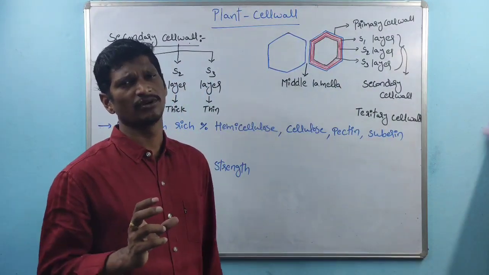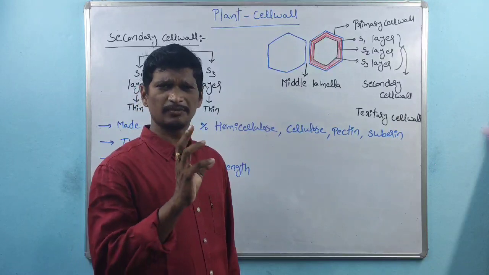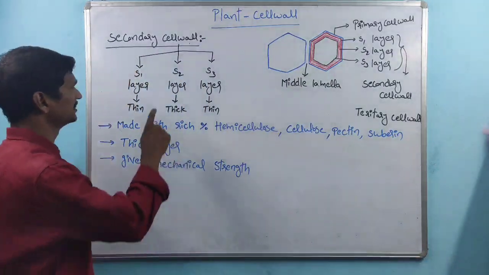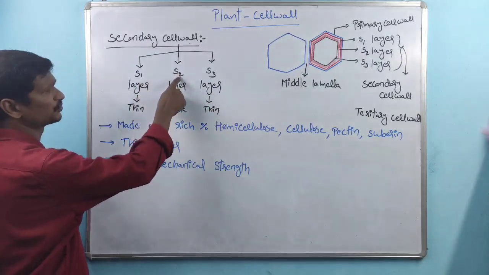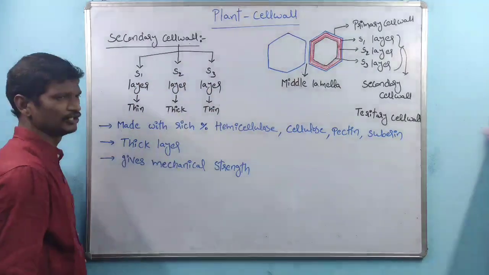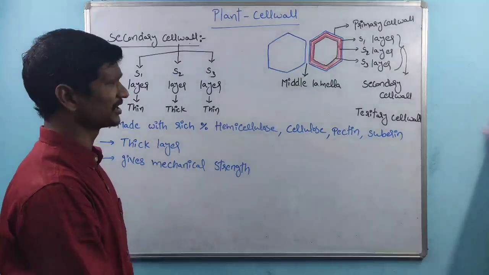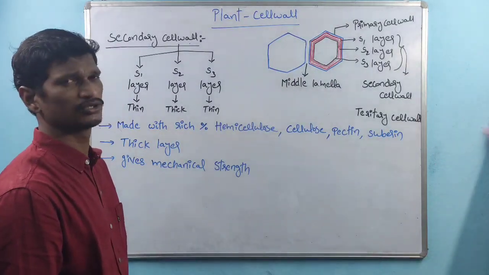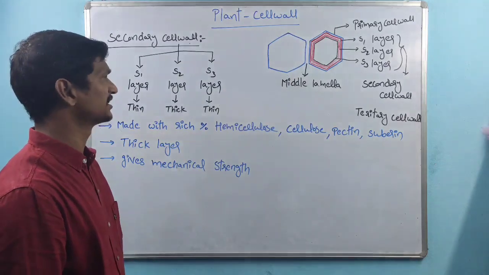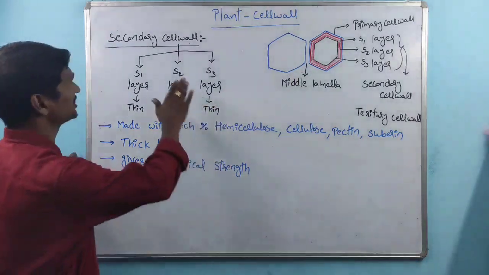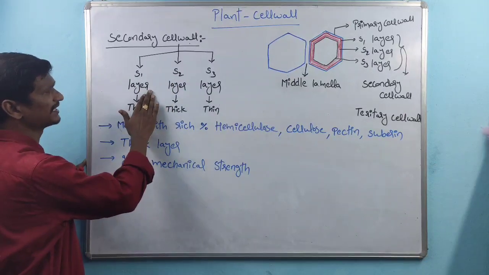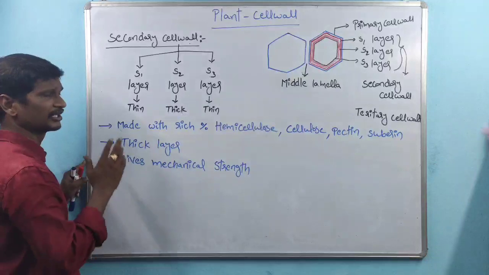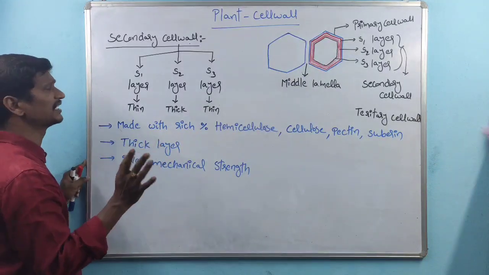Again, within the secondary cell wall, three parts are present. These are S1 layer, S2 layer and S3 layer. So generally, primary cell wall is also called primary cell wall layer, secondary cell wall is also called secondary cell wall layer, and tertiary cell wall layer. Again, within that secondary cell wall, there is an S1 layer, S2 layer, S3 layer. Three layers. The secondary cell wall is divided into three layers.